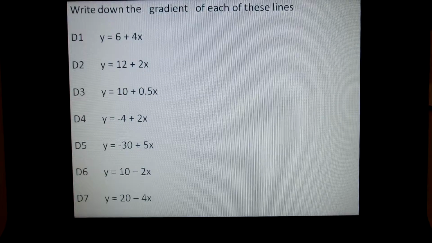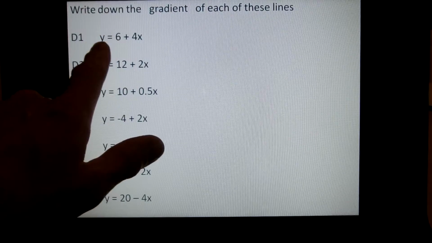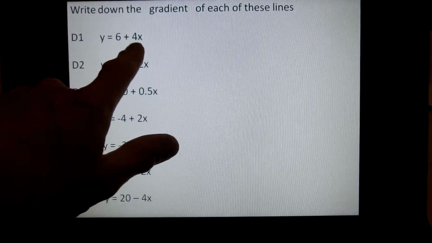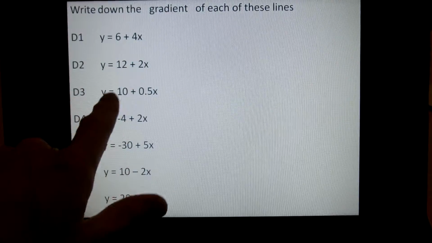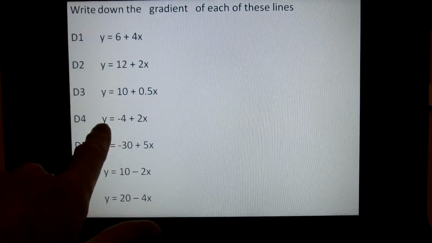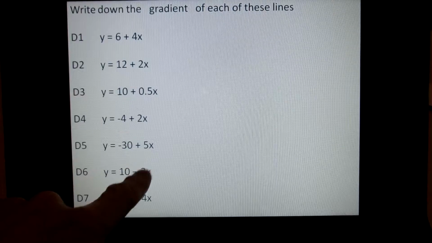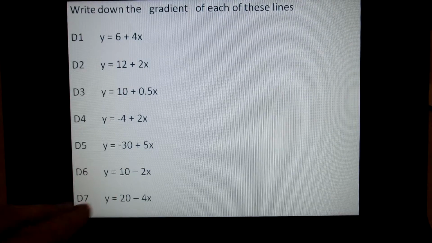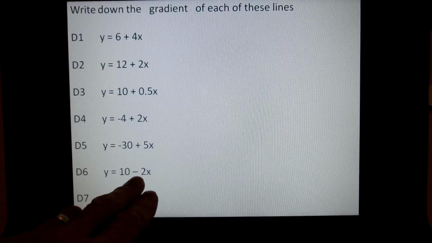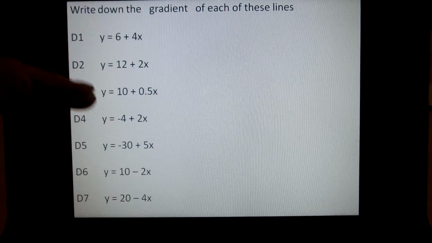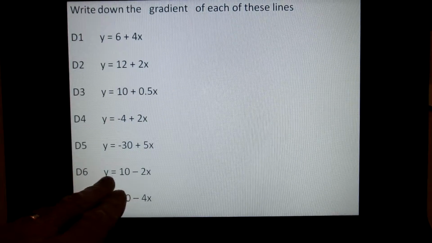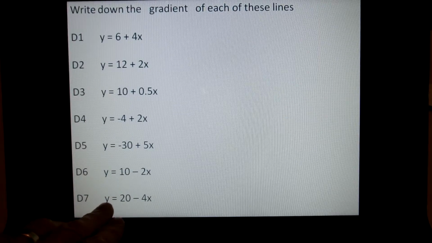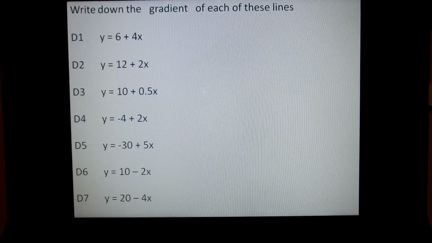What would the gradients be for these different algebra rules? The gradient of this line would be 4. That's quite steep. The gradient of this line is 2. The gradient of this line is a half. The gradient of this one is 2. The gradient of this one is 5, and so on. When the gradient is -2, that negative tells us that the line is sloping downhill, so to speak. The line will be sloping that way. So the gradient of this line is -2, the gradient of this line is -4.